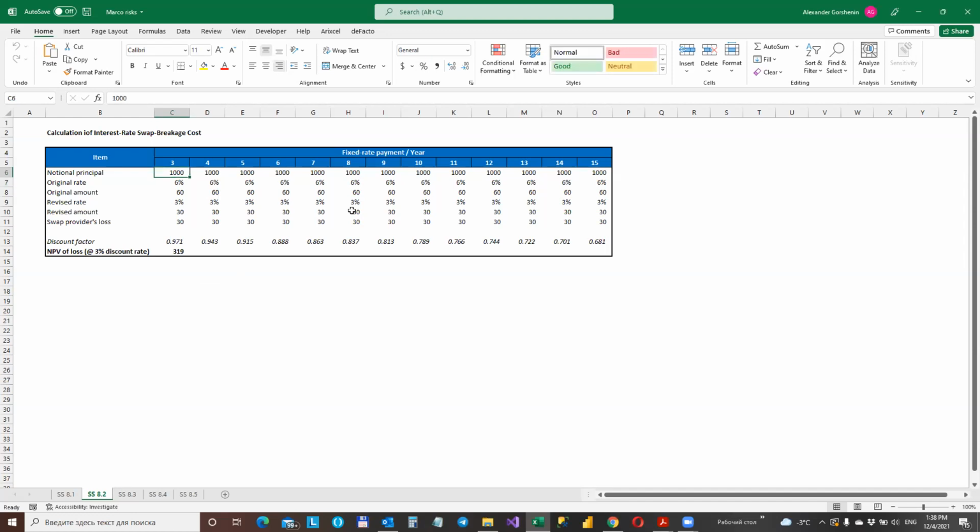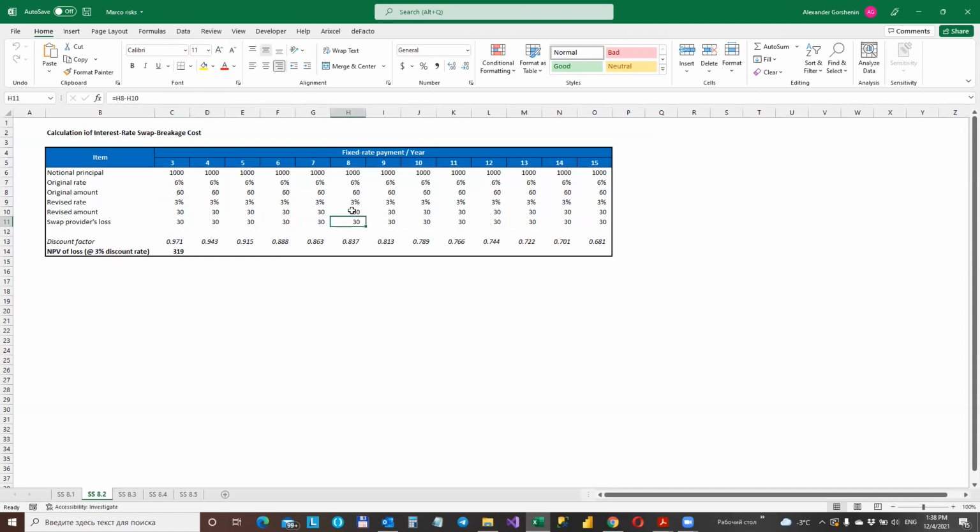It's a very interesting concept. So you can see we have 2 years past, so we start from year 3. We calculate on the basis of the notional principal and the original rate, the original amount to be paid. Then we have a revised rate that reflects the changed situation in the market and the revised amount of payment for such a swap. And we have a loss for the swap provider that is 60 minus 30. And this loss is equal for the rest of the term of the swap. But how to calculate the actual effect on the swap provider?